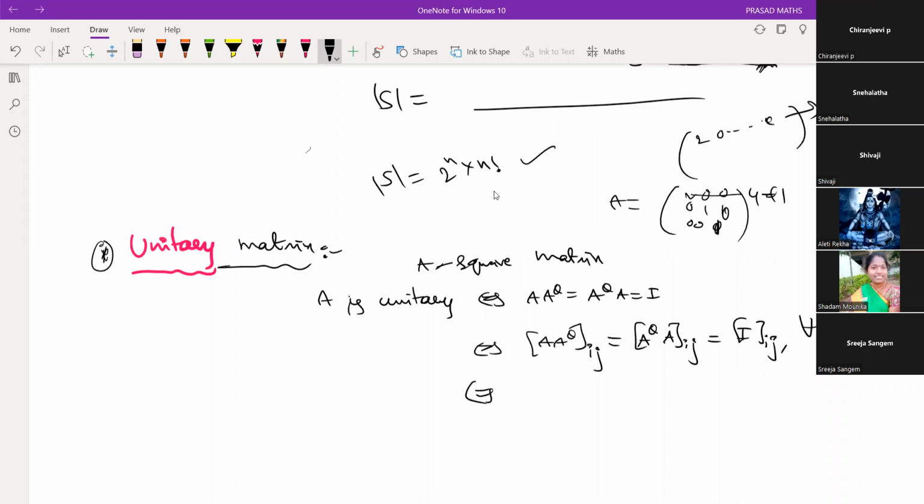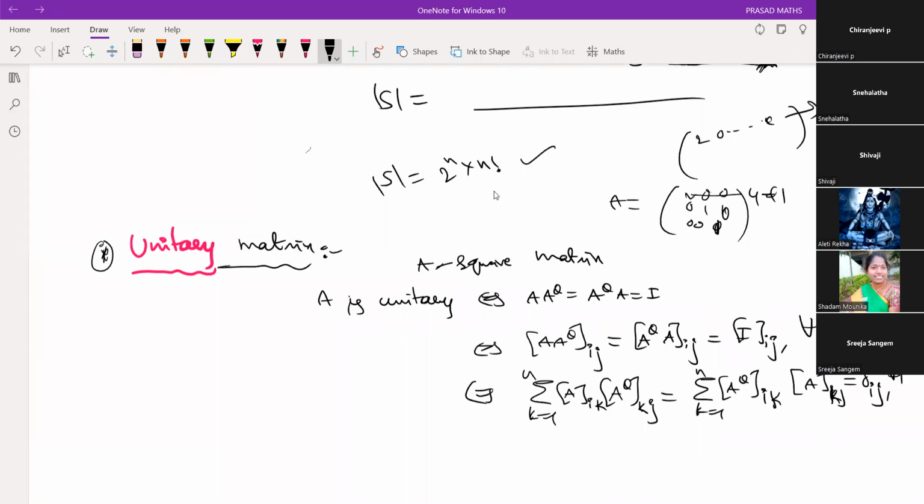That is exactly, precisely, the ijth entry of the product is equal to the sum of the products of the ikth entry of A and the kjth entry of A theta. That is equal to the sum of the products of the ikth entry of A and the kjth entry of A theta. That is equal to the canonical delta. This is true for every ij.